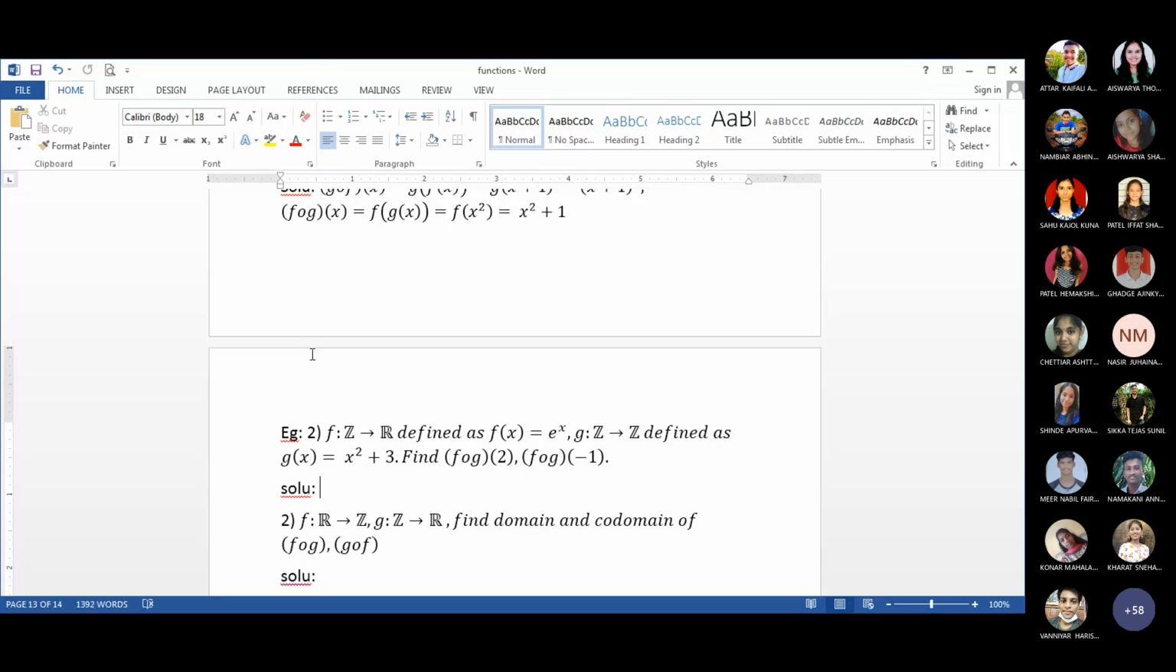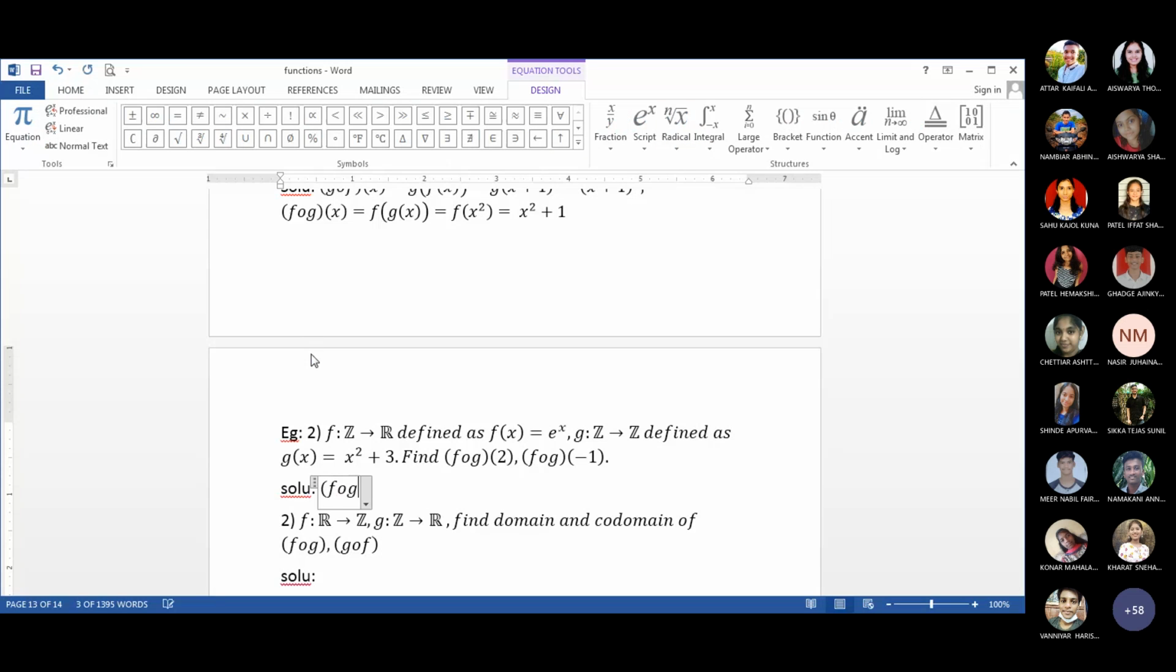फाइन. तो अभी अपने को जो फाइंड आउट करना है, F composed with G of 2. F composed with G of 2, as per the definition, it is nothing but F of G of 2. This part is okay. Now what is G of 2?